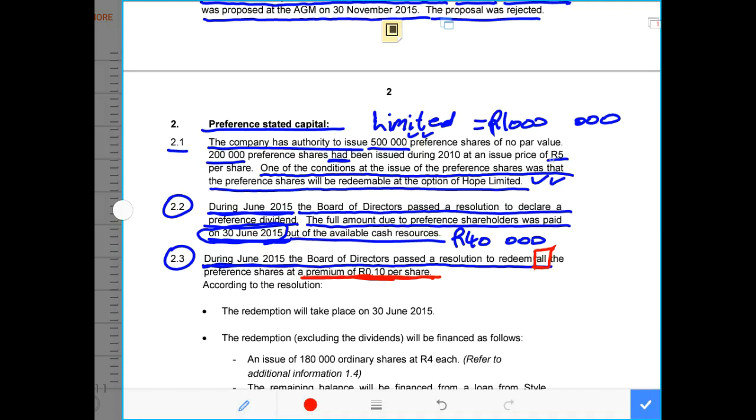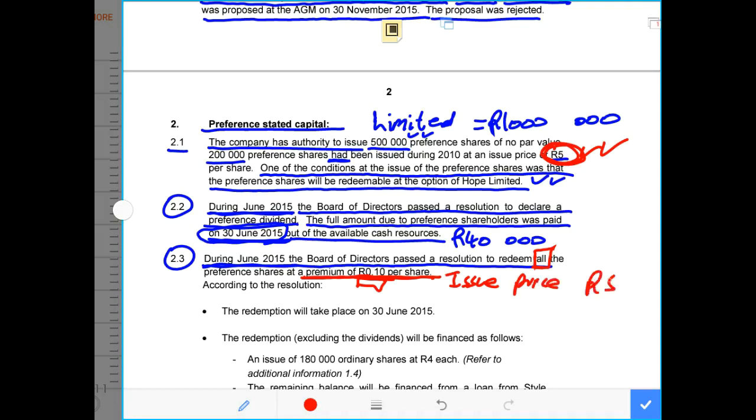In this case, the issue price was 5 rand. This is the price at which the preference shares were issued. We don't know the redemption price, but we know that the difference between the issue price, which is 5 rand, and the redemption price is 10 cents. The redemption price was higher than the issue price by 10 cents. So now it means how they calculated this. They said issue price.